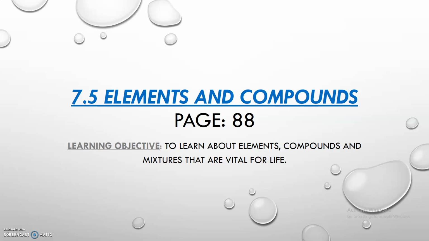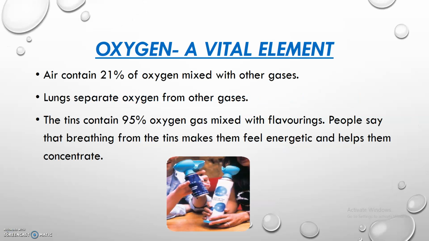Anyways, the learning objective: to learn about elements, compounds and mixtures that are vital for life. In this unit, we have studied what are elements, what are compounds, what are mixtures, the examples for that, what makes a compound, what makes an element, and what is the difference between all these three. So we have studied almost everything about elements and compounds, and now we'll learn the most important elements, compounds and mixtures, especially for life. Okay, so we'll go to the first topic, oxygen, a vital element.